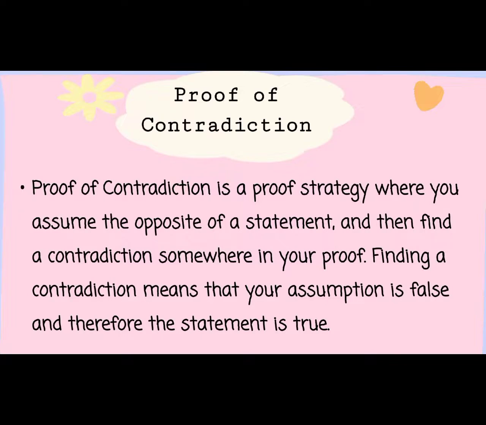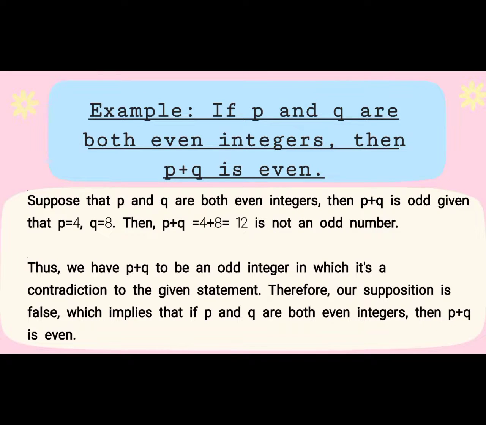So next is the proof of contradiction. So when we say proof of contradiction, it is a proof strategy where you assume the opposite of a statement and then find a contradiction somewhere in your proof. Finding a contradiction means that your assumption is false and therefore the statement is true. So given the example, if P and Q are both even integers, then P plus Q is even.